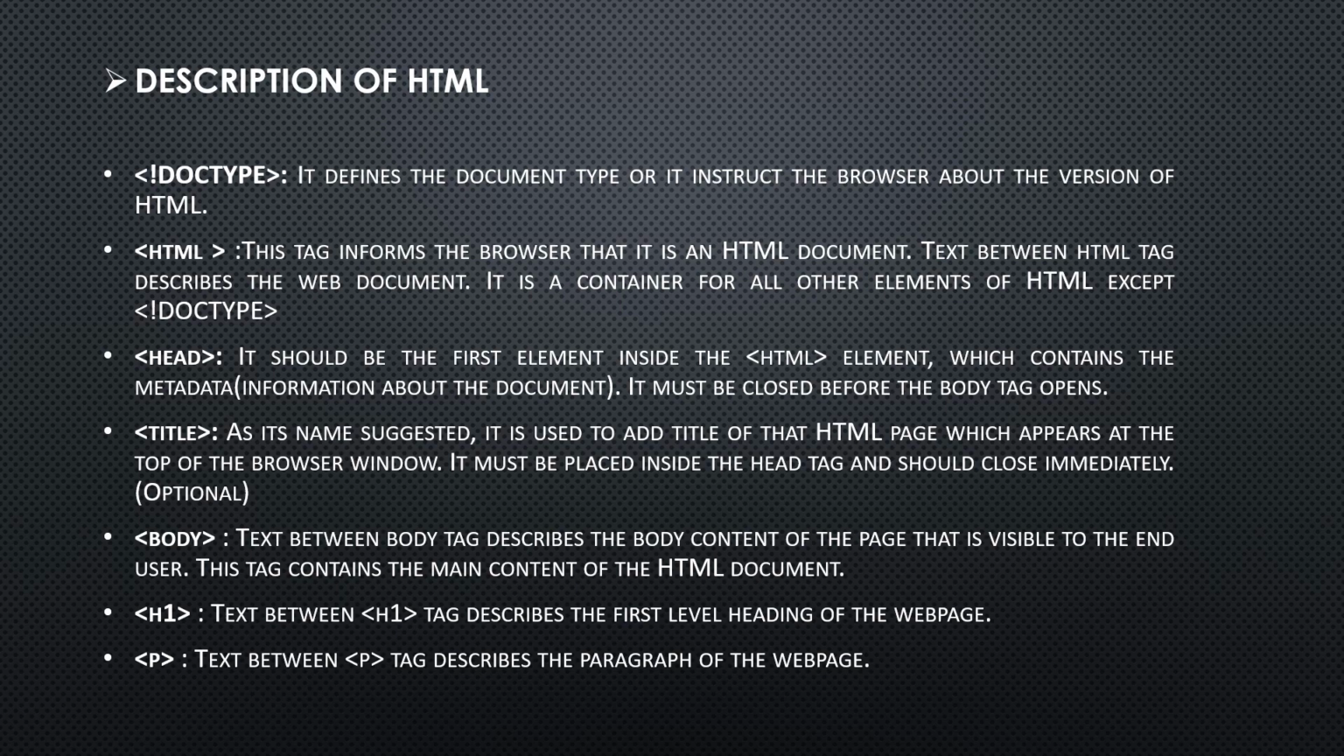Body. The text between the body tag describes the body content of the page that is visible to the end user. This tag contains the main content of the HTML document. H1 tells that the text between the tag describes the first level heading of the web page. And the P tag, the text between the tag describes the paragraph of the web page.